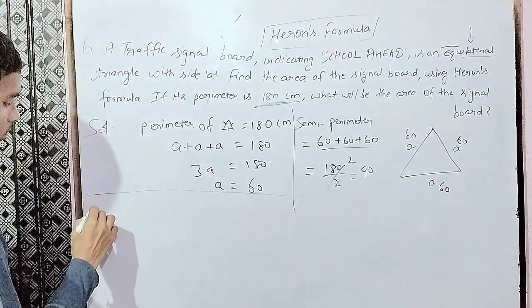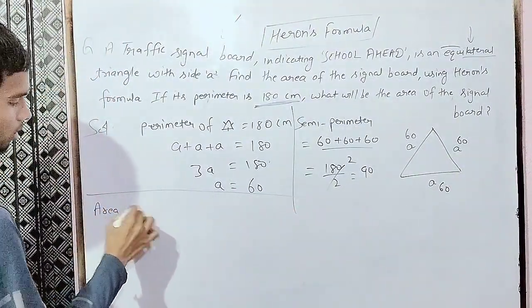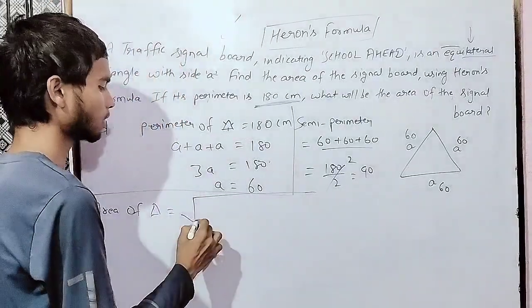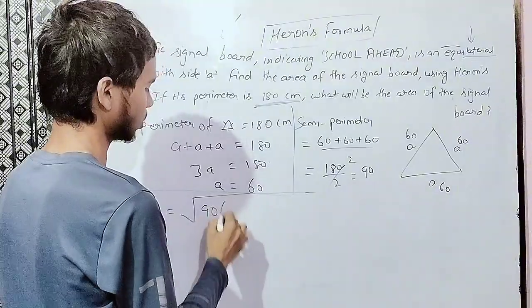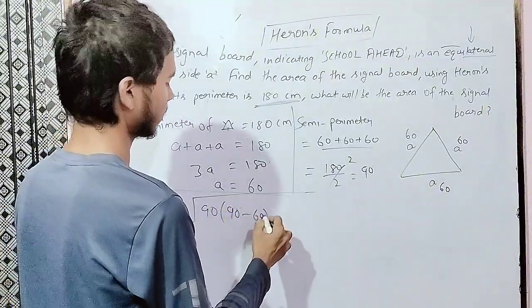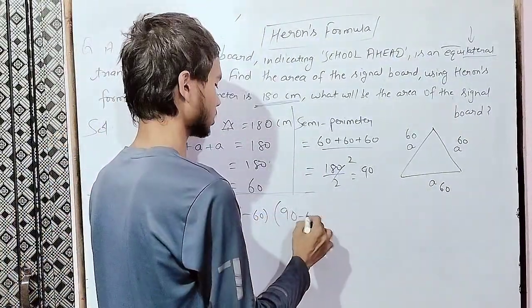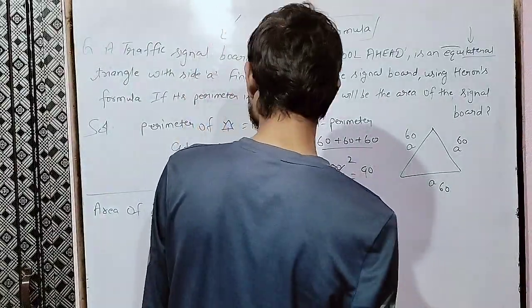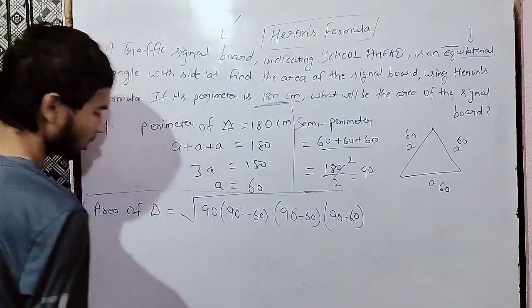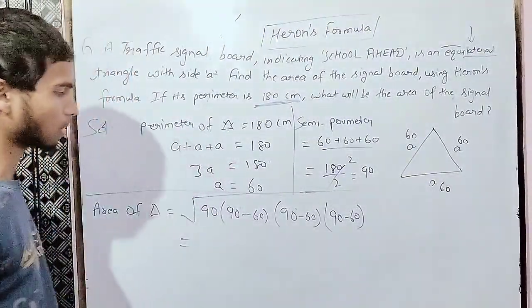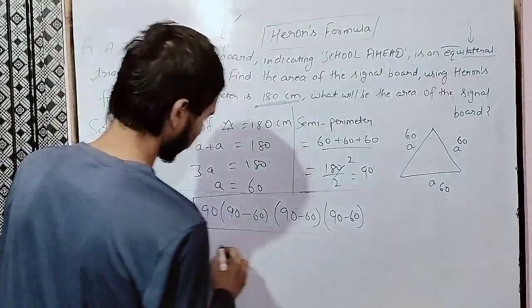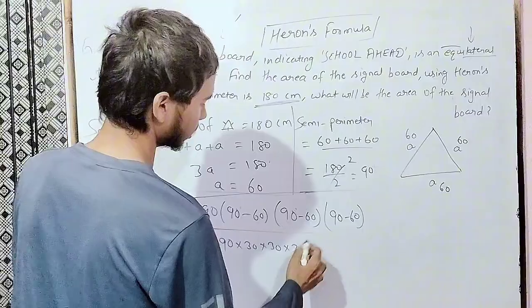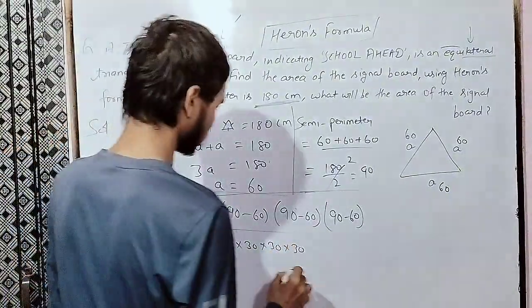So here, area of a triangle is nothing but semi-perimeter, which is 90. So 90 minus 60. Now 90 minus again 60, then 90 minus again 60, because all sides of an equilateral triangle are the same. Now from here we will simplify it. You can see 90 multiplied by 30, again 30, again 30.